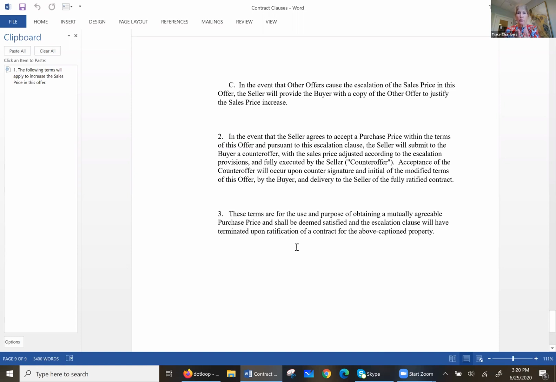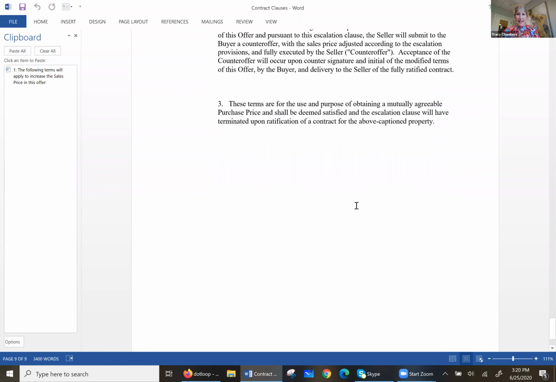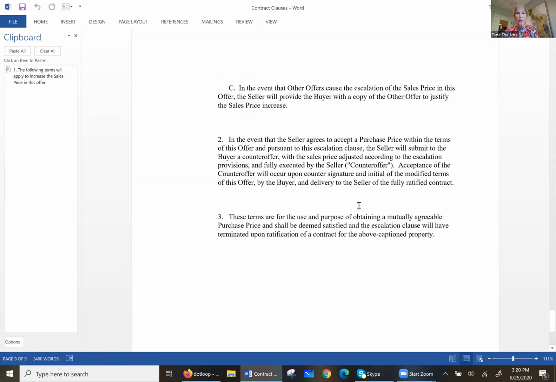Then it's crystal clear. Otherwise, there's always a doubt, like, wait, what is the price? And for the lender too, because the lender doesn't want to go through all those pages, and the title company doesn't want to go through all those pages going, what is the price of this house? This just clarifies it. And that is the end of our clauses.